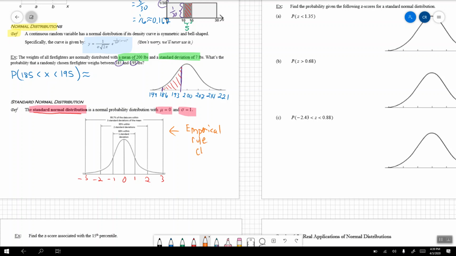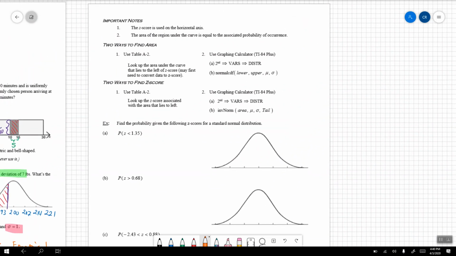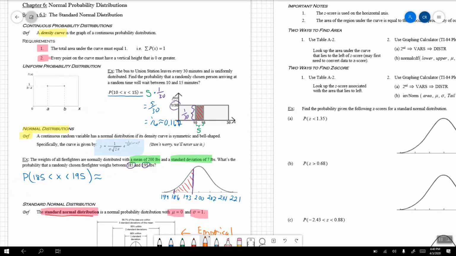So this was the empirical rule back from chapter 3. Now, moving forward, the methods that we need to develop are going to be on this blue highlighted section here that I was dealing with this equation.